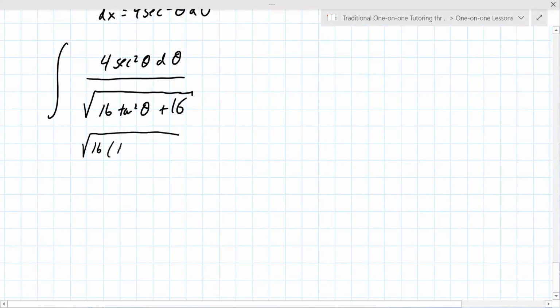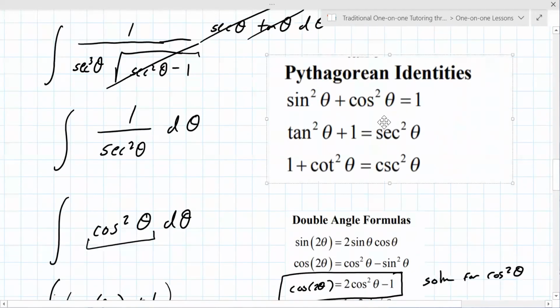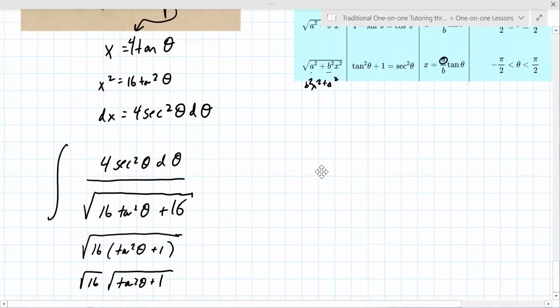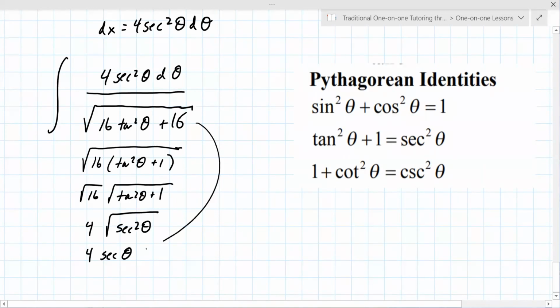All right, now on the bottom here, if you were to factor this out, you get the square root of 16, and then you'd have tangent squared theta plus 1. And if you recall, you can break these apart: the square root of 16, and the square root of tangent squared theta plus 1. Those trig identities that I showed you earlier, I'm going to grab them up here. Okay, so the tangent squared theta plus 1 is secant squared theta. So this is 4 square root of secant squared theta, so this is 4 secant theta. So the bottom reduces to that. Is that okay? Yep.